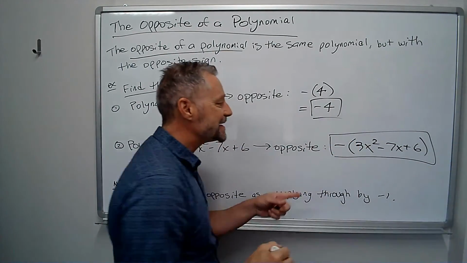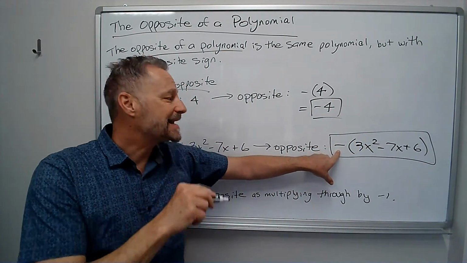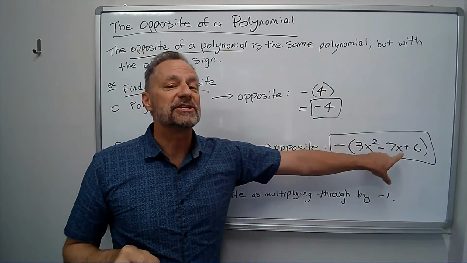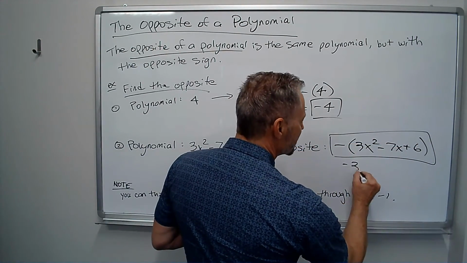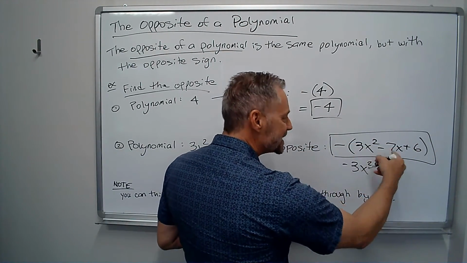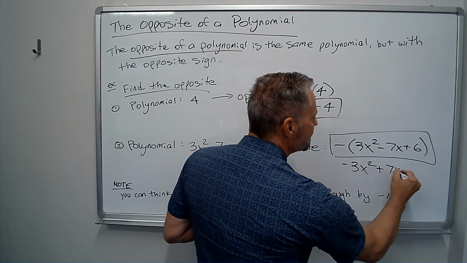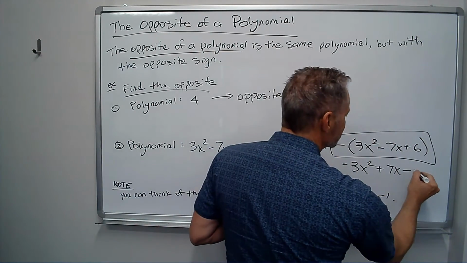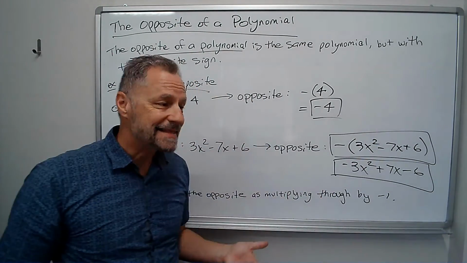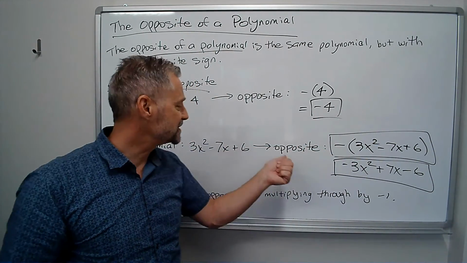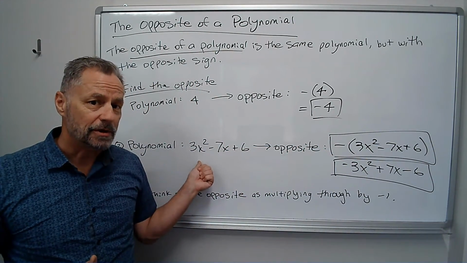Another way to write it is actually taking that and saying, oh, it's the opposite of each term individually. So the opposite of 3x squared is -3x squared. The opposite of -7x is +7x. And the opposite of +6 is -6. So that's another way to write that, two different ways to write the opposite of this original polynomial.